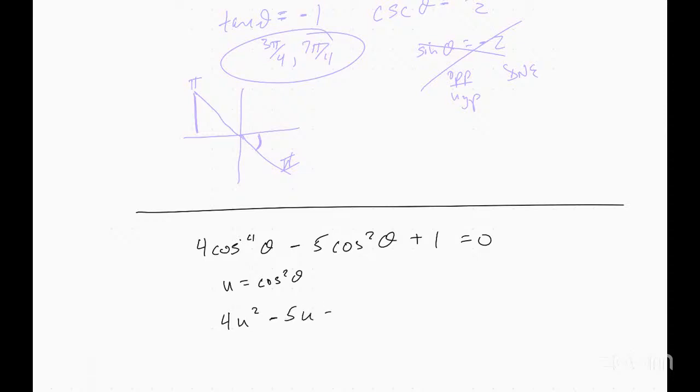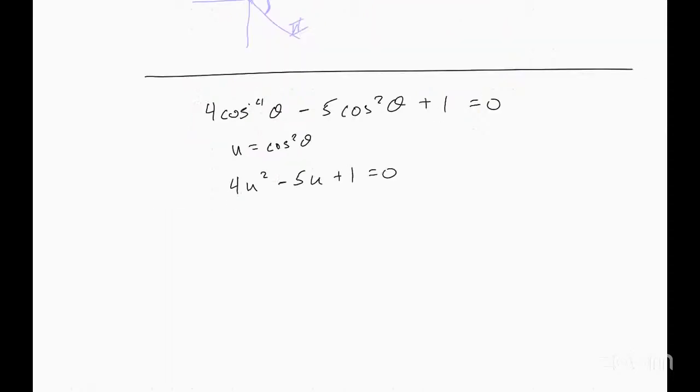That's called u substitution. That's the most typical way of writing it. So this would be 4u minus 1 and u minus 1. Does that work? Yeah, that works. Equals 0. So u equals 1/4 or u equals 1. And remember, u was cosine squared.